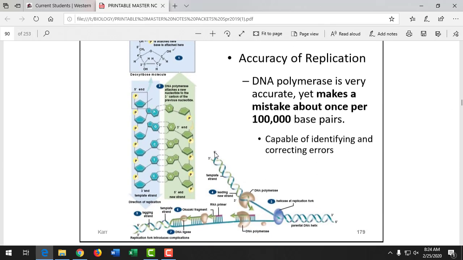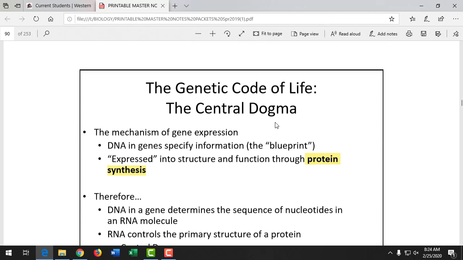So replication then is making new DNA. And someone asked, does it make mistakes? Yes, about every 100,000 base pairs. But there's always checkpoints. When cells get ready to divide, they undergo checkpoints to make sure there's no major errors and that those cells are healthy and ready to divide. And we can correct those errors, which is pretty cool.